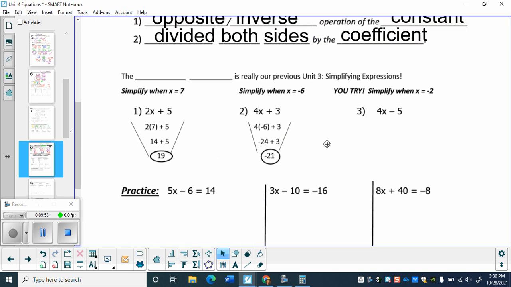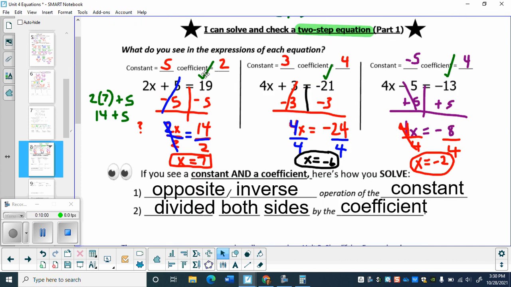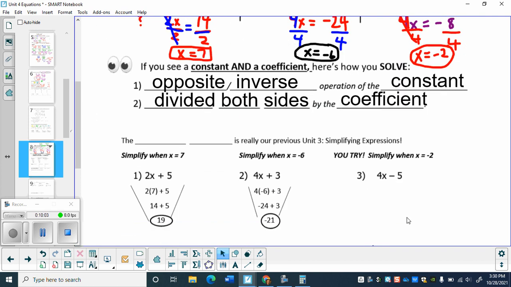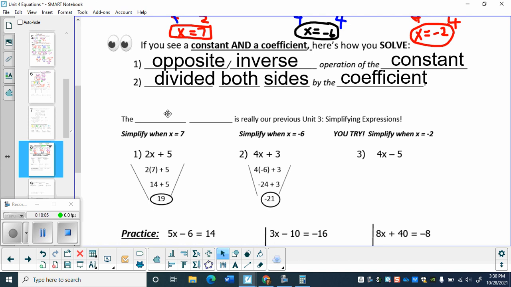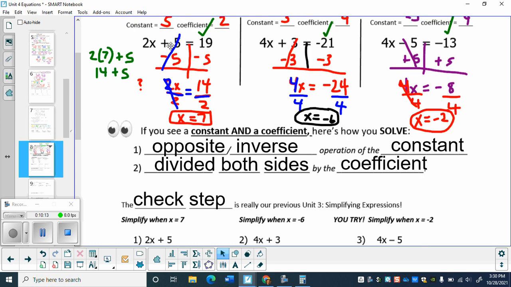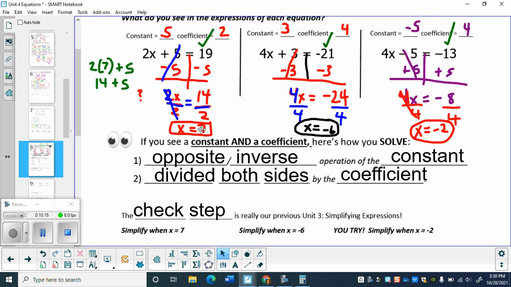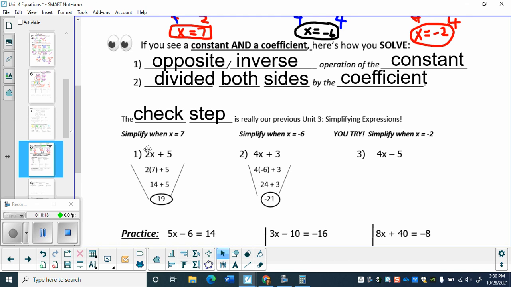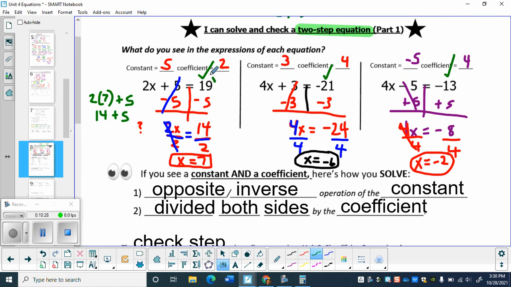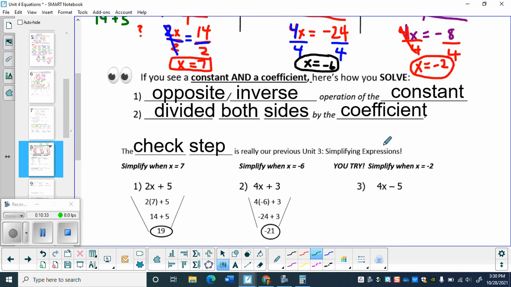Now, all I'm doing right here is just kind of formalizing the check step from up above. I just wanted to remind you guys that the check step in this unit is really unit 3. When we solved up here and got x equals 7, to check that, you just want to plug it in. You want to simplify this expression when x is 7. So you've got 2x plus 5, you plug in the 7, and when you simplify, we get a 19. And if we go back up here, you see how that's the total we wanted? So that's how you check, y'all. You just use your skills from unit 3.